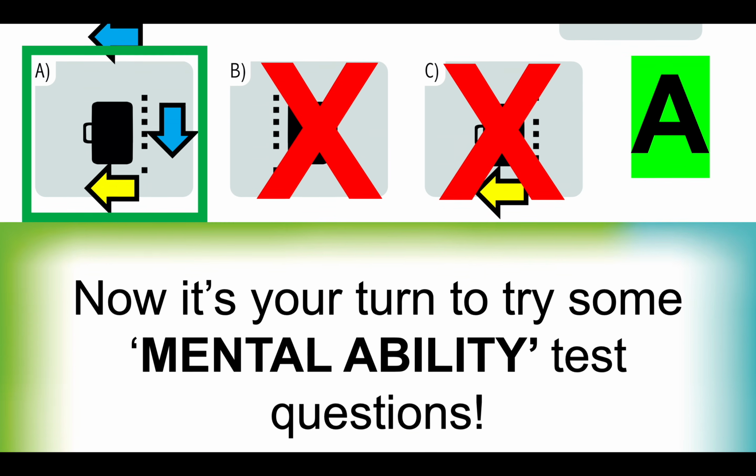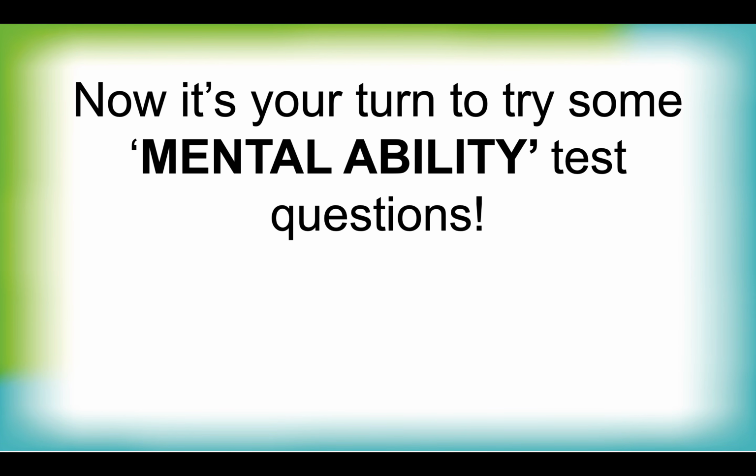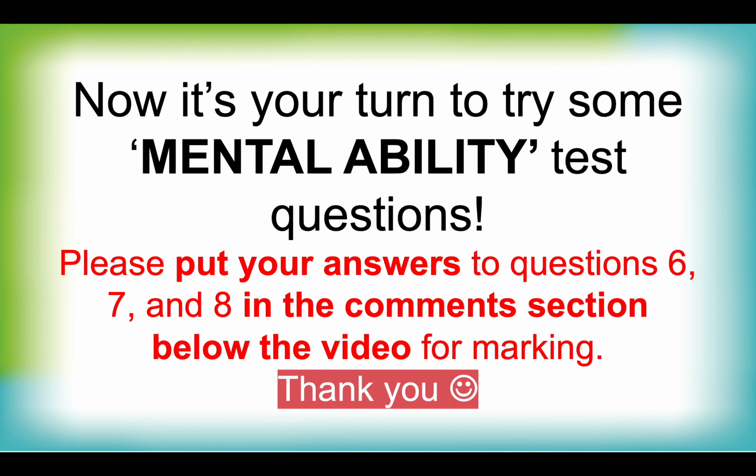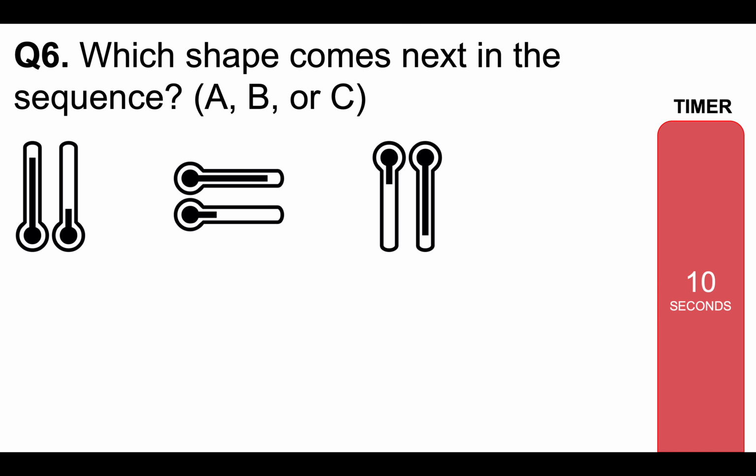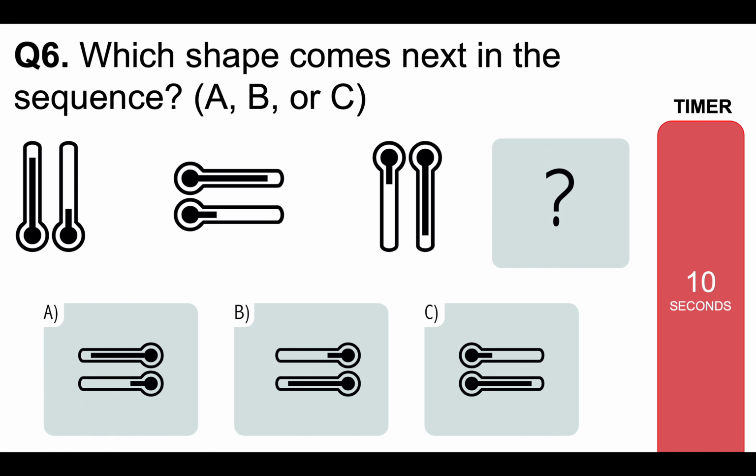So now it's your turn to try some more mental ability test questions. Please put your answers to questions 6, 7 and 8 in the comment section below the video for marking. Thank you very much. Now I'm going to give you 10 seconds on these. See if you can really increase your ability with these test questions and answer them quicker. Which shape comes next in the sequence? Is it A, B or C? Here's your 10-second timer. Tell me in the comment section which answer it is.